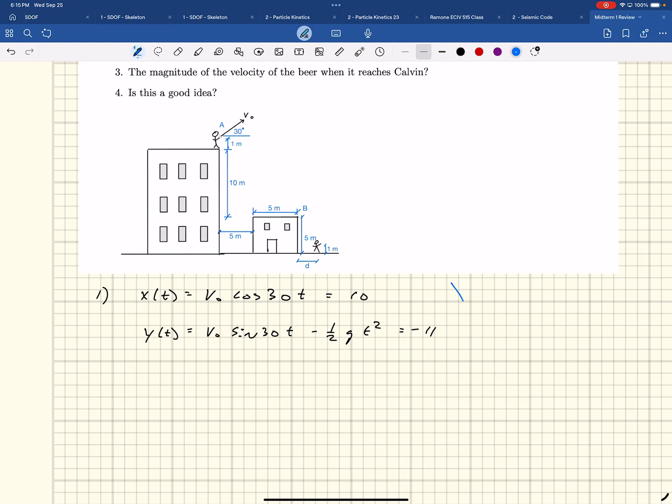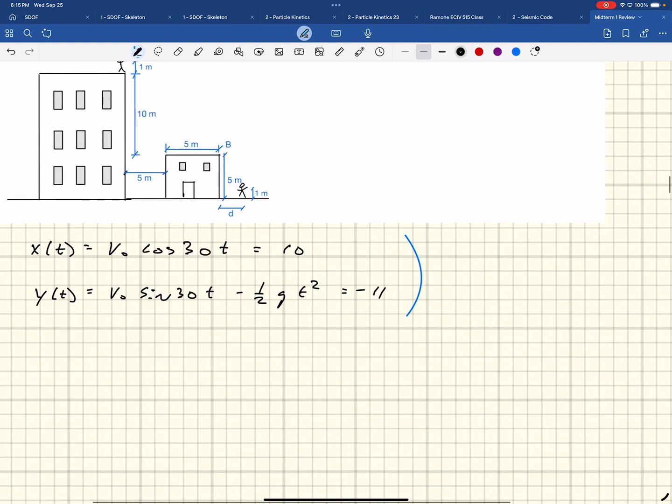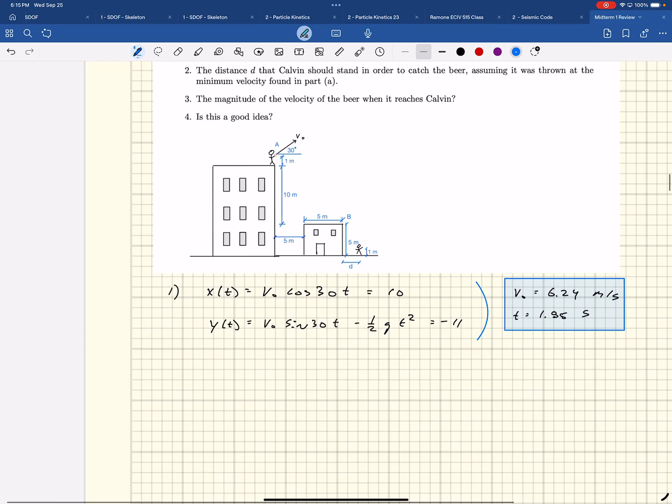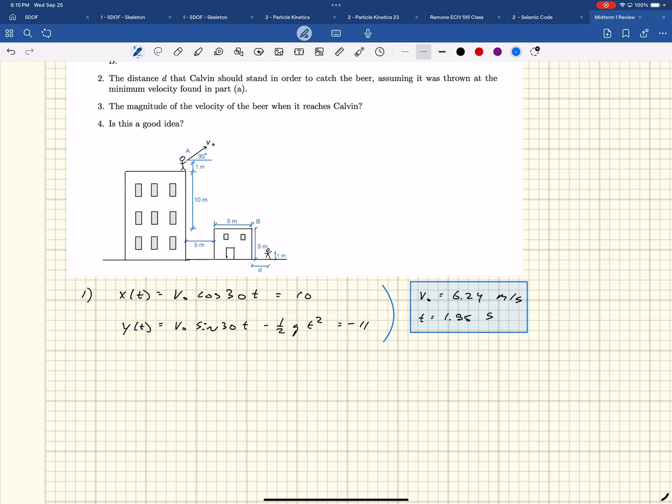You could put it in your calculator, solve that system of equations, and we get v naught is equal to 6.24 meters per second, and t is equal to 1.85 seconds. Very easy. And we did a very similar problem to this.